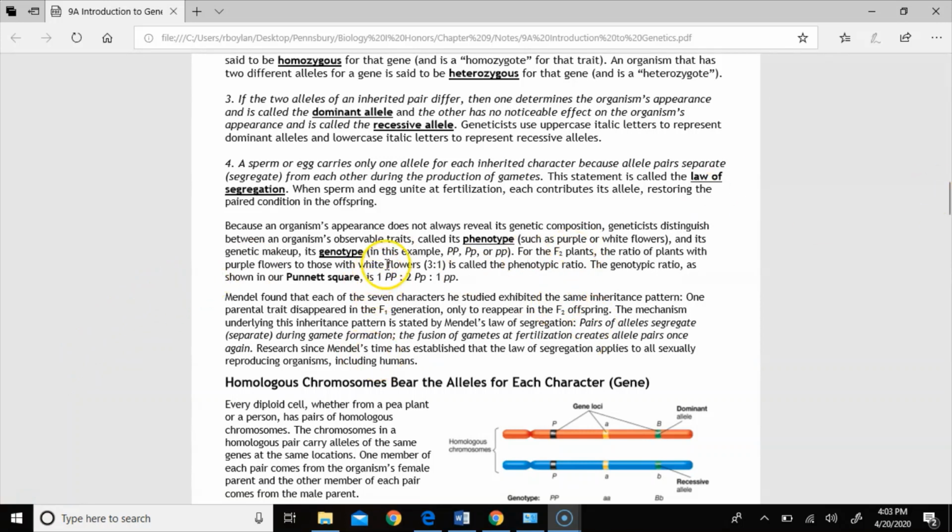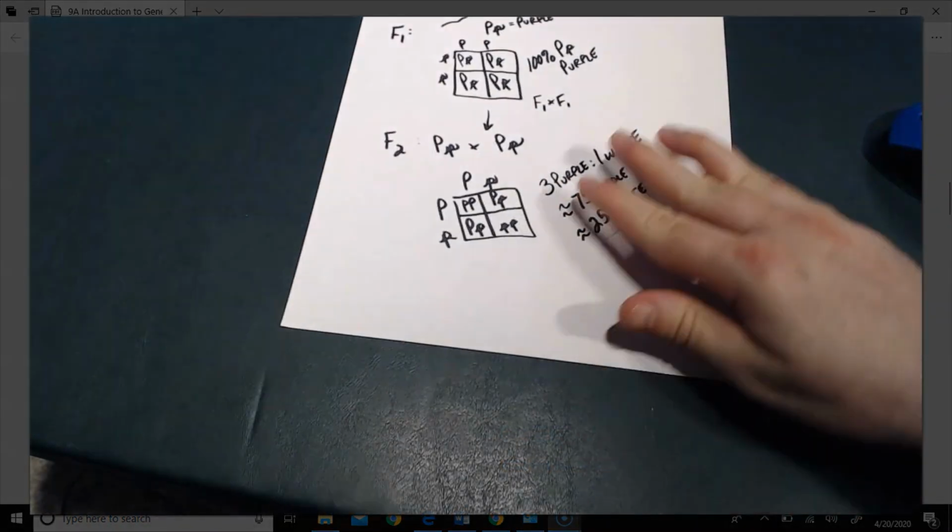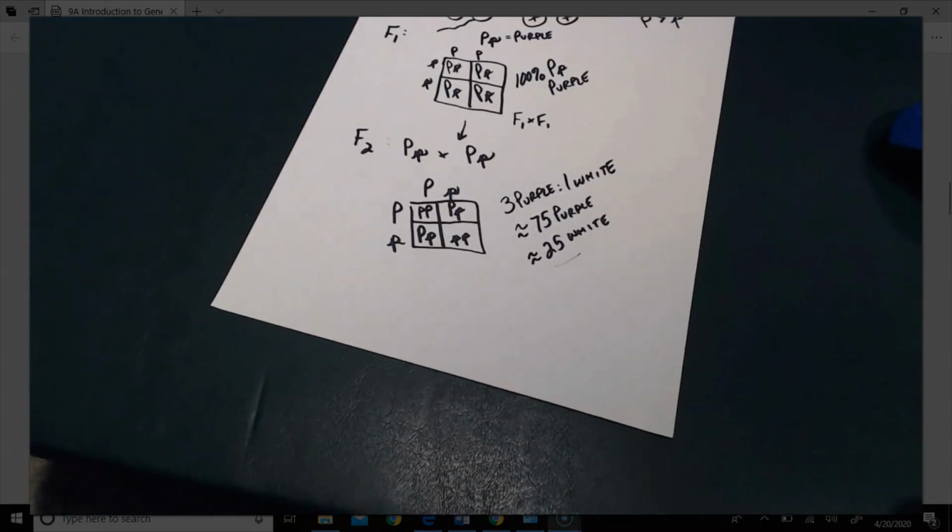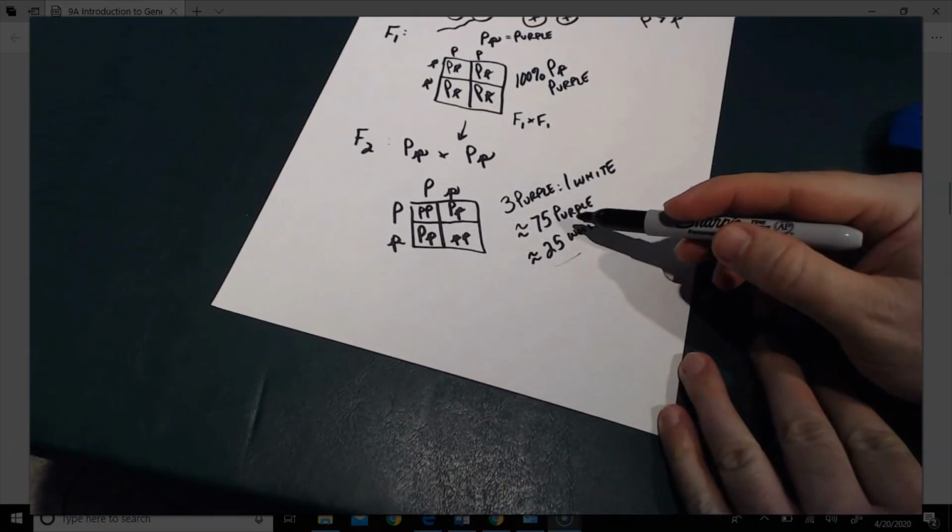So what's happening here with genotype? If you had a 3-to-1 phenotypic ratio in the F2 of that problem that we just solved together, 3 purple to 1 white, the genotypic ratio would have been a 1 to 2 to 1 ratio, and we'll practice these together. But I will show you what I'm talking about real quick. If you remember, we ended up with this many purple and this many white, 75, 25.